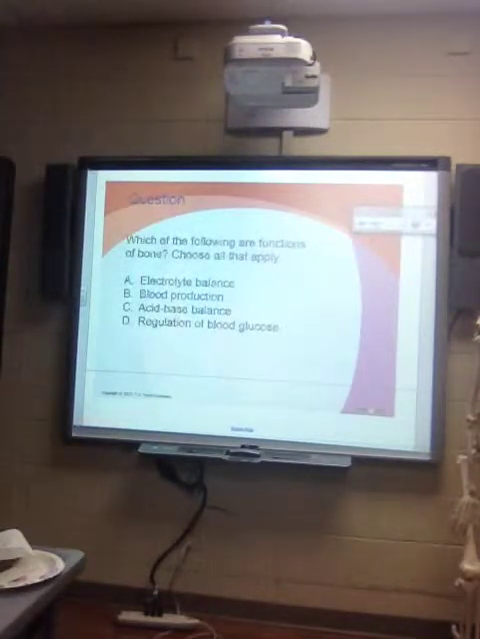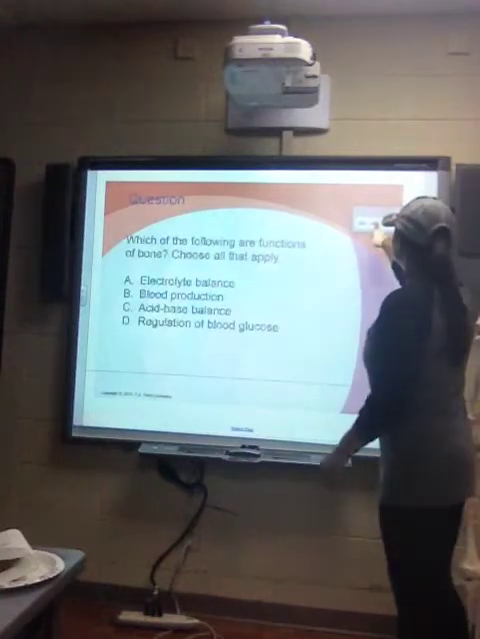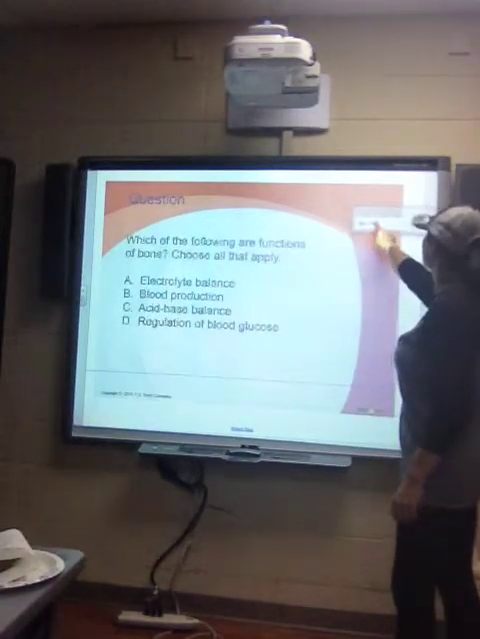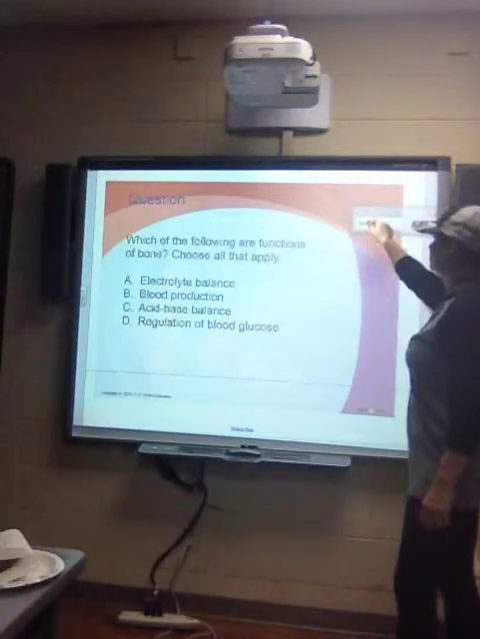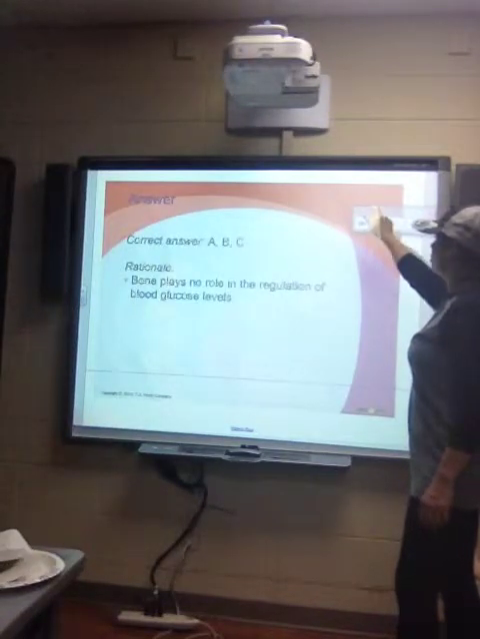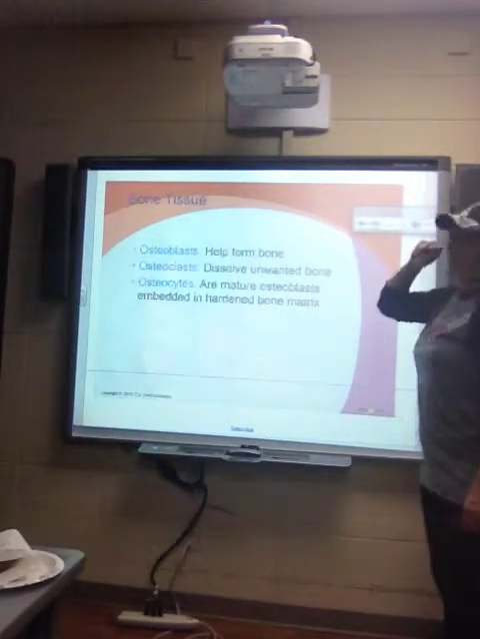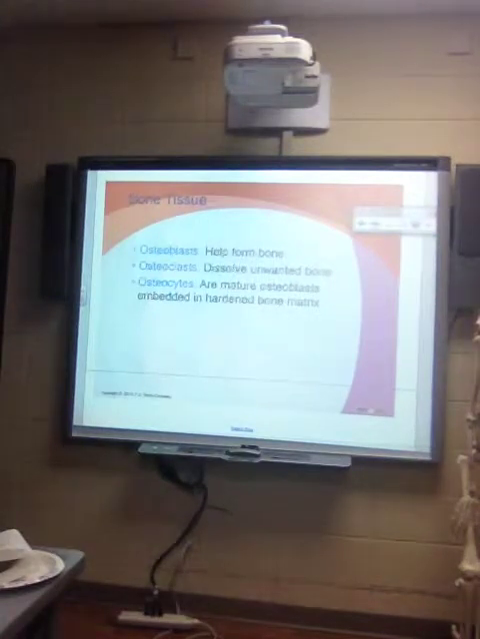So yes, electrolyte balance. We can take calcium and phosphorus and put it in the blood, and we can remove it. It can go back and forth. Blood production because of the bone marrow, and then acid-base balance. Yep, we can exchange salts and make that pH change. So all those. It's so weird talking about this stuff because that's happening right now. This stuff is happening in your body. So you need to know the different types of bone tissue or the cells and what they're doing.